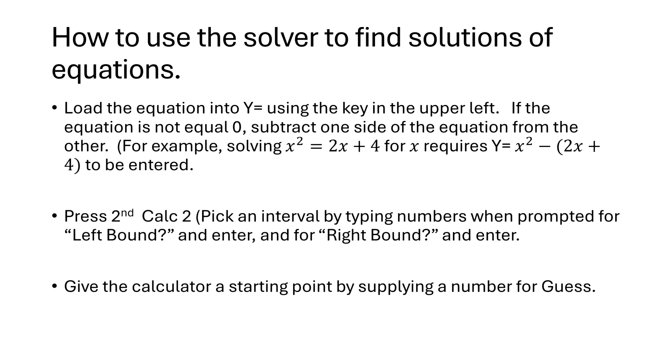Press second calc 2. Pick an interval, typing numbers when prompted. Left bound question mark and enter. And for right bound, question mark and enter. Then give the calculator a starting point by supplying a number for guess, which also is on your calculator going to have a question mark following it.